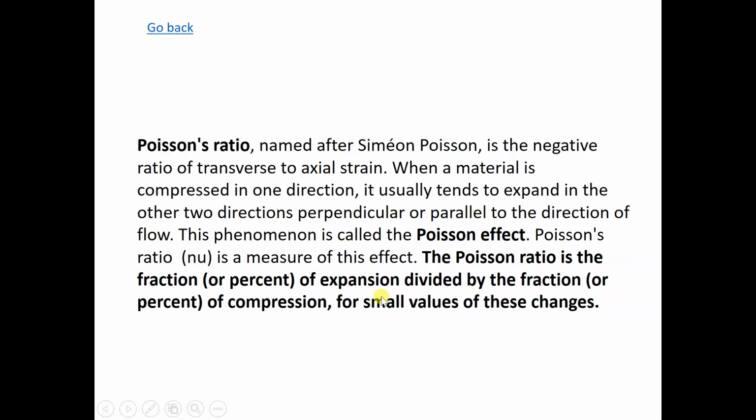Poisson ratio is the fraction of expansion divided by the fraction of compression, for small values of these changes. It's the fraction or percent of expansion divided by the fraction of compression, for small values. So that's the definition. I'm not going too much into these definitions.